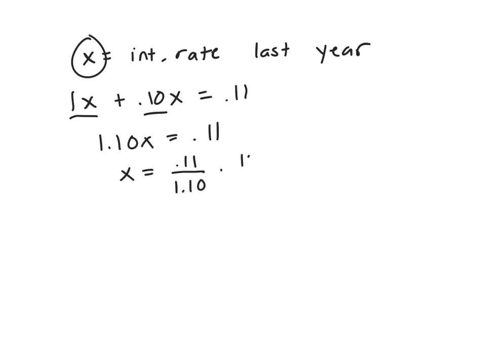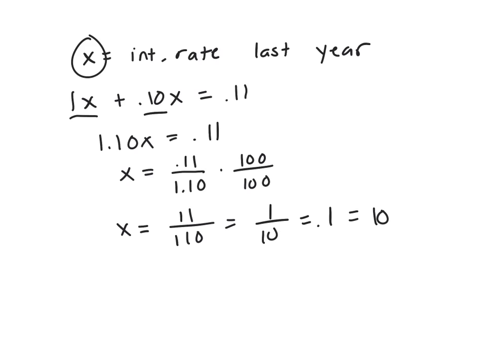And I'm going to multiply top and bottom by 100 because I like to have integers, not decimals. That's going to move the decimal over 2 places to the right. So that'll be 11 over 110. And 11 will go into both of them. That will be 1 over 10. And that's 0.1. And 0.1 as a decimal is equal to 10% in percent form. There you go.